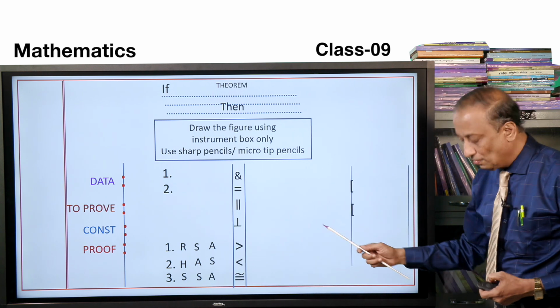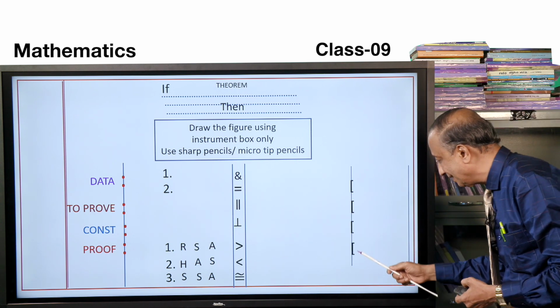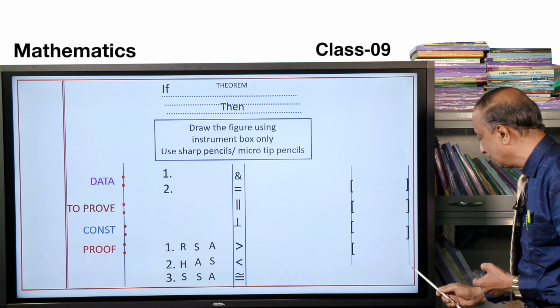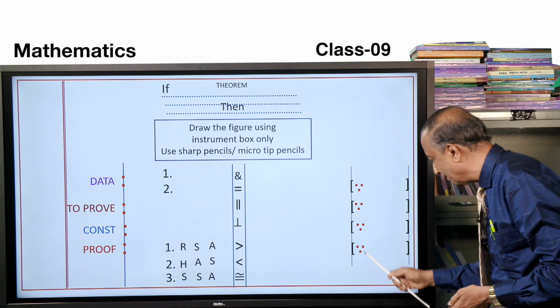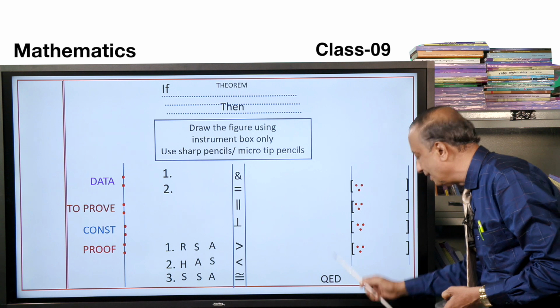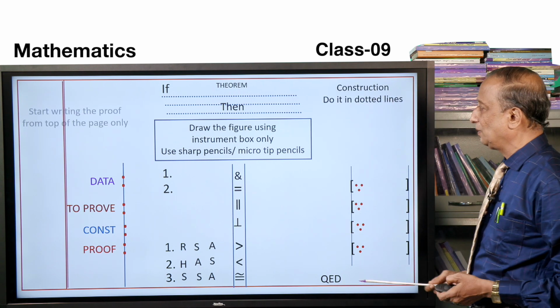And in a proof, for every step we are going to give the reasons. So open the brackets exactly one below the other and close them also one below the other, and this is the symbol for because. Make all of them align exactly one below the other. Write QED at the bottom right. Construction, please do it in dotted lines.